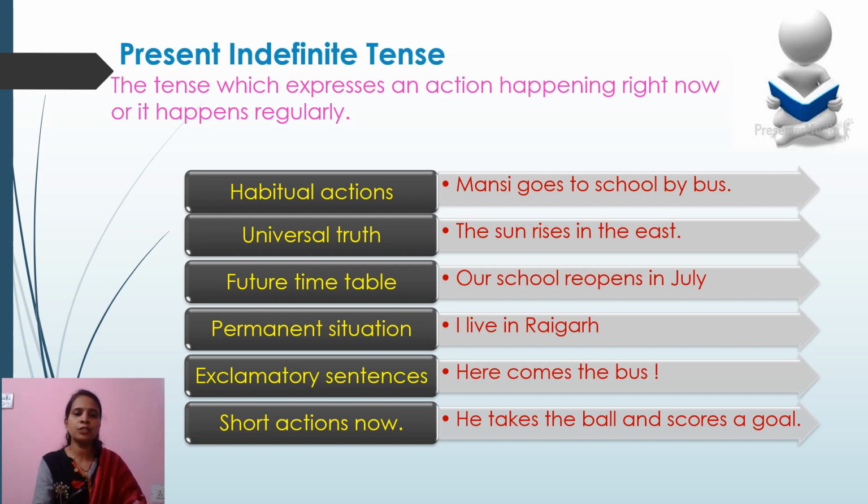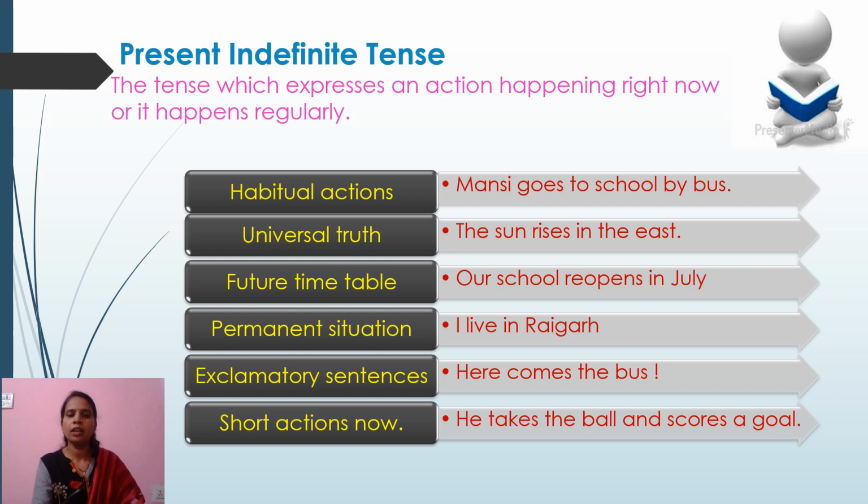Some universal truths, for example, the sun rises in the east, are also written in present indefinite tense. Future timetables like our school reopens in July. Although the action has not taken place, since it is a planned timetable, we write it in present indefinite tense. Some permanent situations like I live in Raigad, and some exclamatory sentences also.